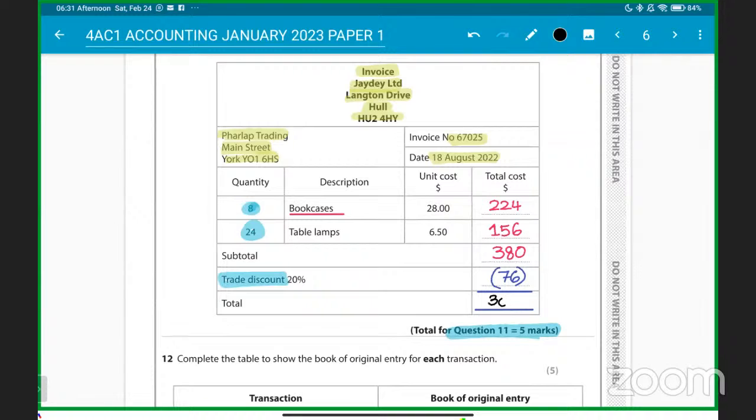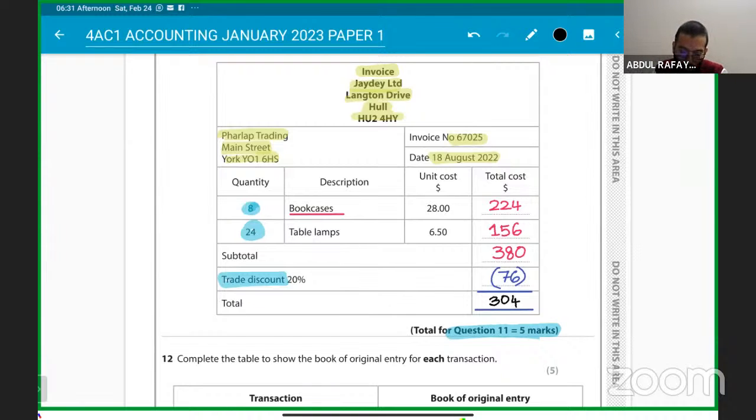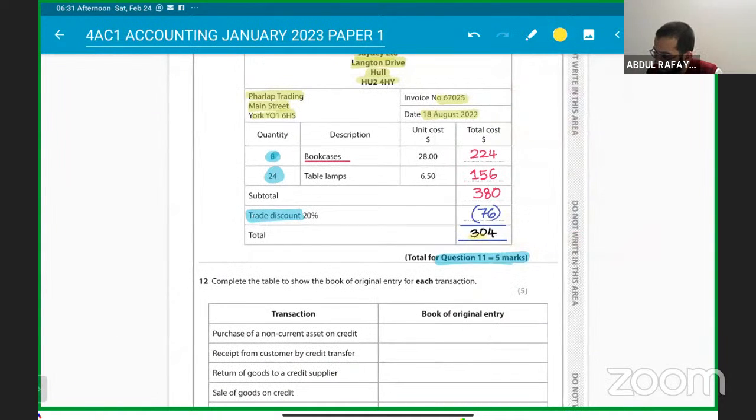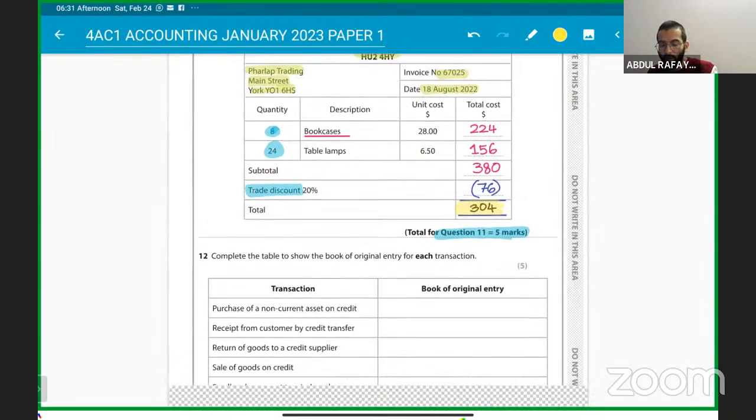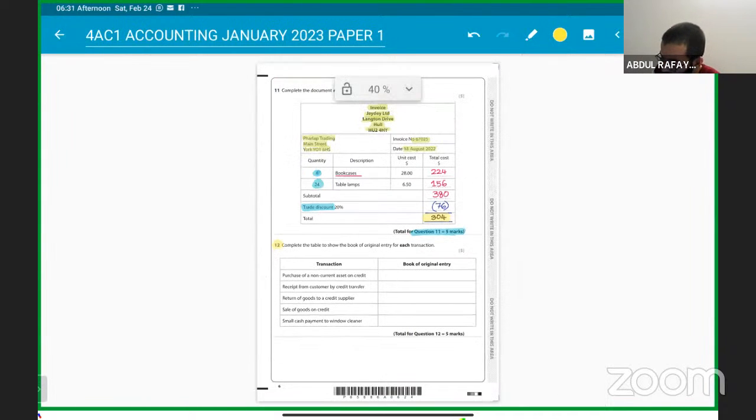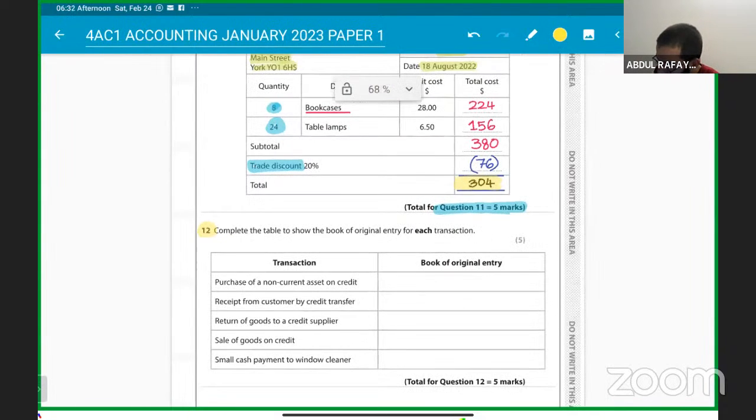Simple question, right? Understood? Yeah. $304. Okay. Got this? Any problem? Any question? Let me know. No, no. So we got $304 as the answer for the total value of the invoice after the trade discount. Okay. Next we have question number 12. We have done 11 already, now 12 and 13.